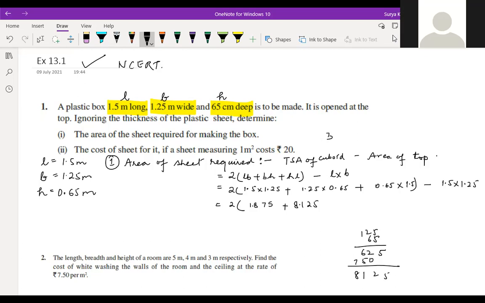So here the decimal point will come in the front. 0.8125, plus 15 5s are 75, 15 6s are 90 and 7, 97. So 0.975, minus 1.875.